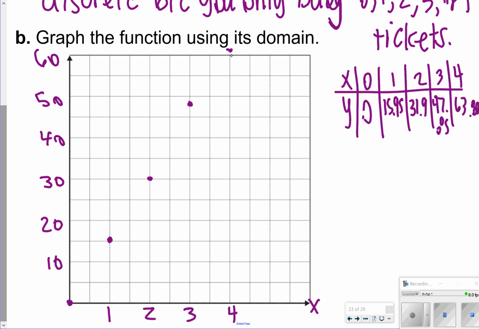And then you notice whenever you connect them, oops, actually, psych, just kidding. You're not going to connect these because it's a discrete domain. And so each one will have their individual point. If this was continuous, then you would connect them, okay?